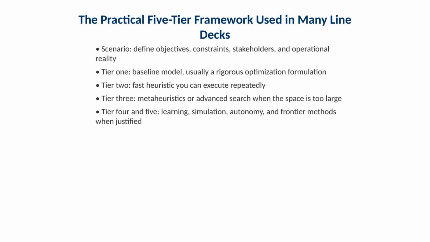Most line decks follow a practical 5-tier structure. We start with the scenario to clarify the operational reality. Tier 1 is the baseline model, often an optimization formulation used for benchmarking and insight. Tier 2 is a fast heuristic suitable for repeated use. Tier 3 introduces stronger search, such as metaheuristics. Then tiers 4 and 5 add learning and system-level approaches when the data and infrastructure justify them.